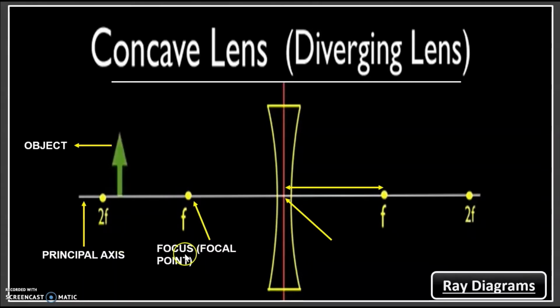F stands for the focus or focal point. And then you have the vertex or the optical center of the lens. And you have focal length. It's the length or the distance from the vertex to the F. So same distance from F to F, and same focal length on the other side of the lens. So these are the different parts of the lens and the ray diagram.